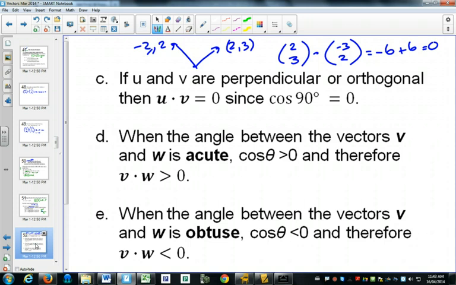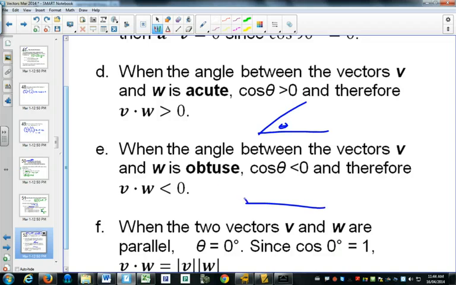Now, when the angle between the vectors is less than 90, because you know cos in quadrant 1 is positive, if you get a positive answer for your dot product, you'll know the angle between them is less than 90. If the angle between them is bigger than 90, that would be like having an angle in quadrant 2, and cos is negative in quadrant 2. So then you would have the dot product becoming less than 0. So if your dot product is negative, you know your angle is bigger than 90 degrees. If your dot product is positive, you know you have an acute angle.